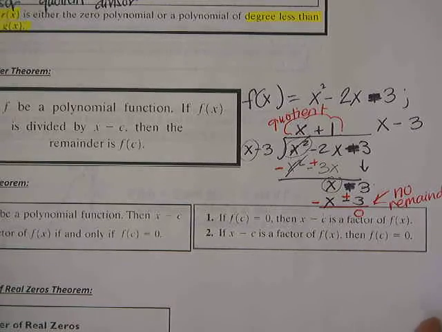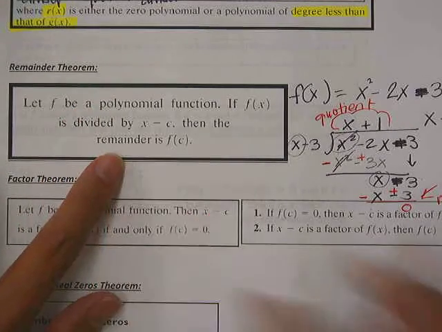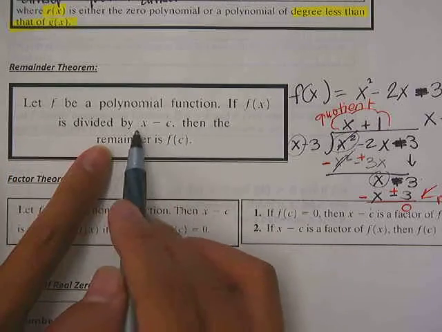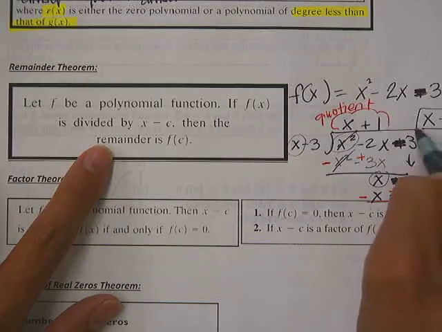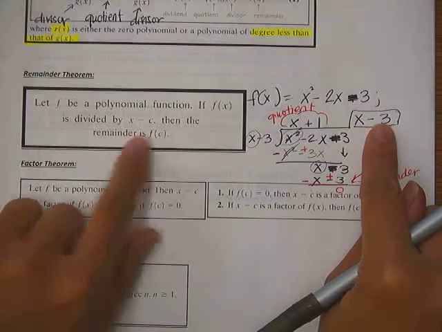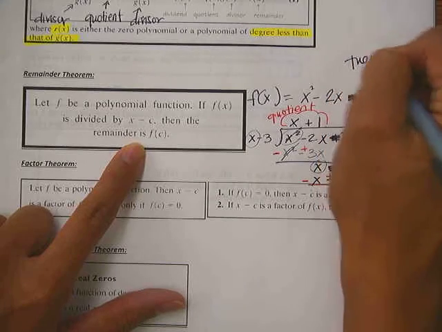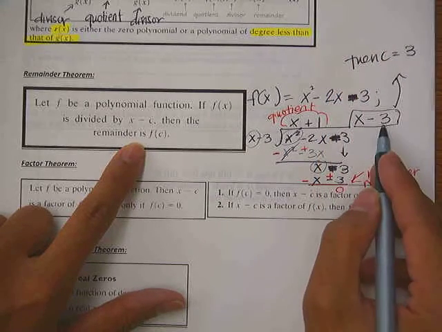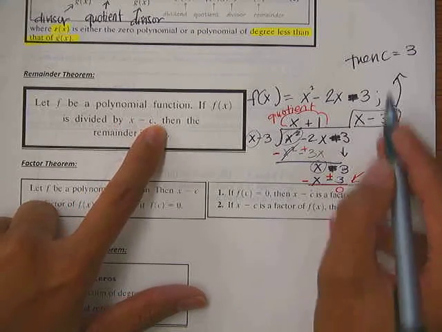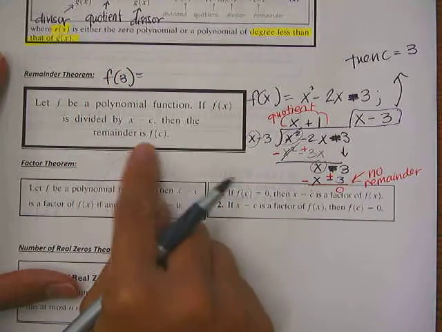Alright, so now, what does this have to do with the theorem? It says, let f be a polynomial f of x. When I divide it by x minus c, in this case, my x minus c happened to be this. Then the remainder is f of c. Well, if this is x minus c, then c must be 3. Would you agree? Just like this is x minus c, then c has to be 3. So it says then my remainder is f of 3.